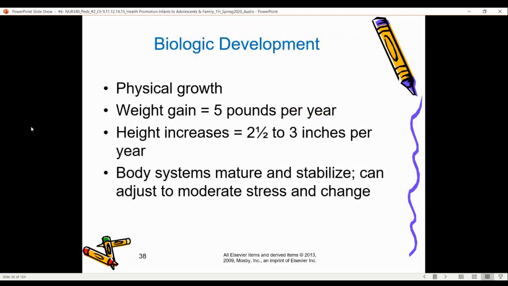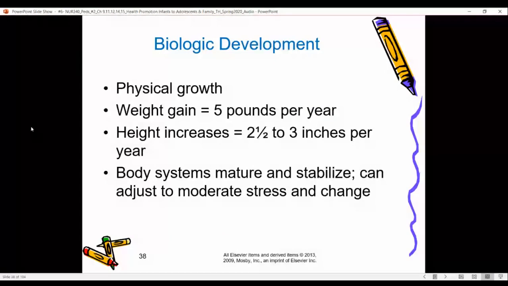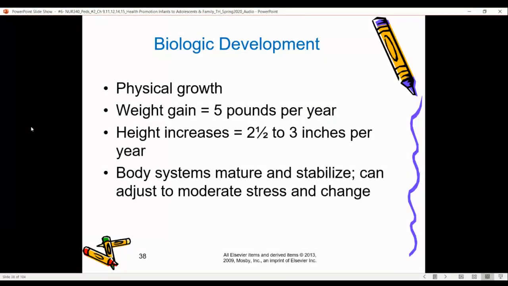Biologic development, they're still gaining weight pretty rapidly, about 5 pounds a year, and they're still growing height-wise pretty rapidly, about 2.5 to 3 inches a year still. So about the same pretty much as the toddler years. Their mature body systems are now tolerating stressors, and their kidneys are pretty mature. Their heart is starting to become more mature. They don't get as sick, but they still get a lot of colds and fevers and those kinds of things. So they can tolerate minor stressors throughout this developmental stage.